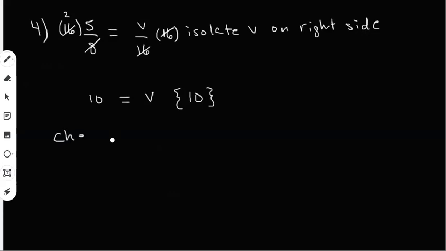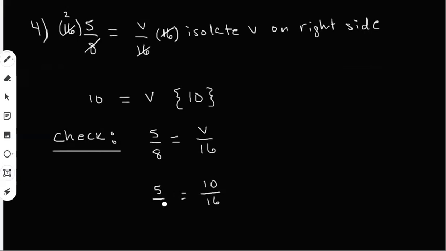So the last thing we're going to do is check our work. When we check, we always start off with the original equation. The original was 5/8 is equal to v over 16. So that's our original equation. And what I want to do to check is to put in our solution for the missing variable. Our solution set was 10. So I'm going to let v be 10 and just see what happens, all the while keeping everything else the same.